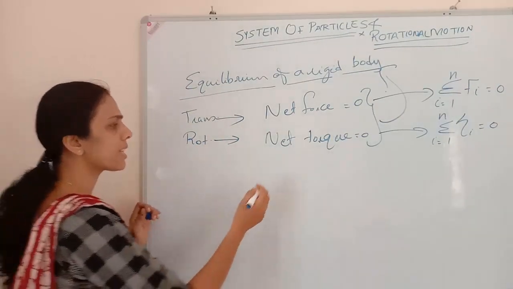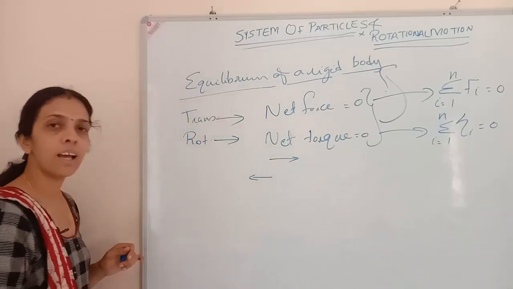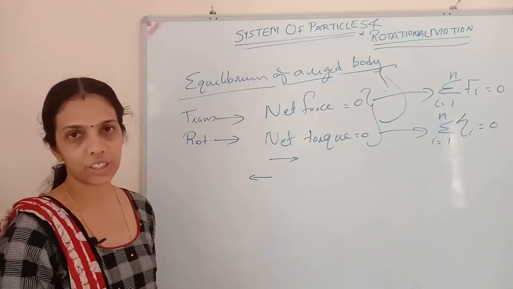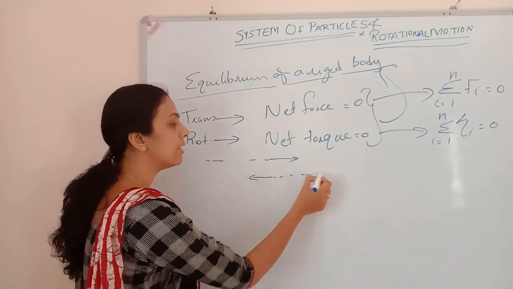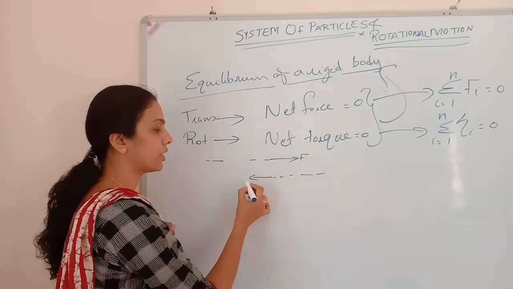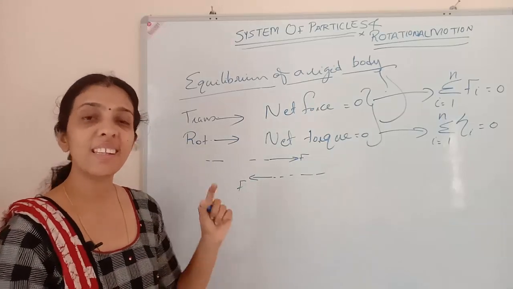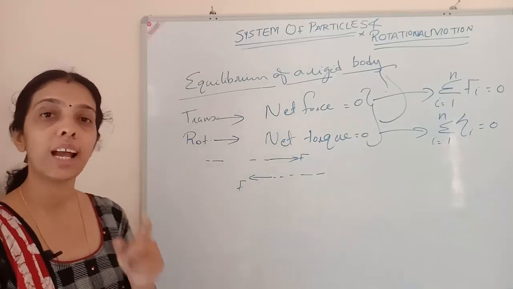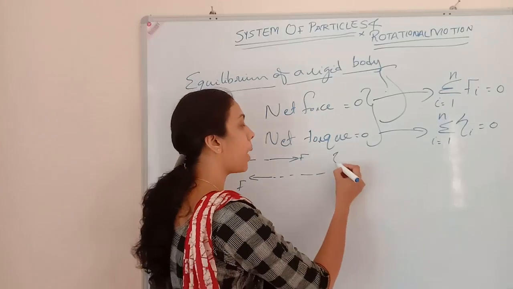So one force is acting in this direction and another force is acting in the opposite direction, which has a different line of action. This is the line of action here, and this is the line of action. So these two forces, a pair of forces which have different lines of action, are called a couple.